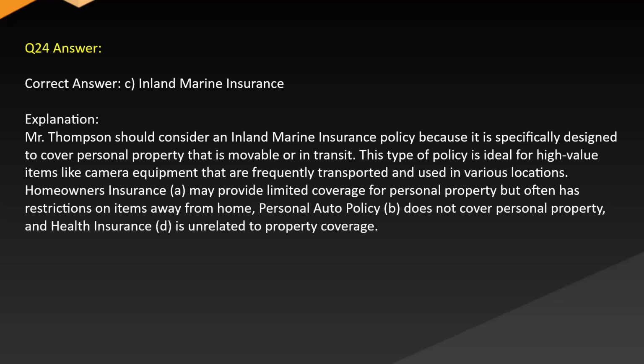Explanation. Mr. Thompson should consider an inland marine insurance policy because it is specifically designed to cover personal property that is movable or in transit. This type of policy is ideal for high-value items like camera equipment that are frequently transported and used in various locations. Homeowners insurance may provide limited coverage for personal property but often has restrictions on items away from home. Personal auto policy (B) does not cover personal property, and health insurance (D) is unrelated to property coverage.